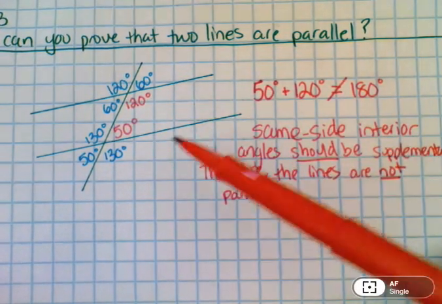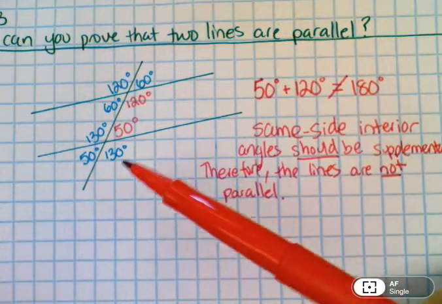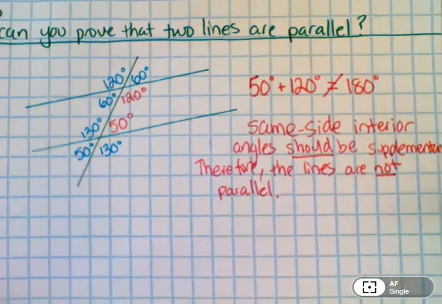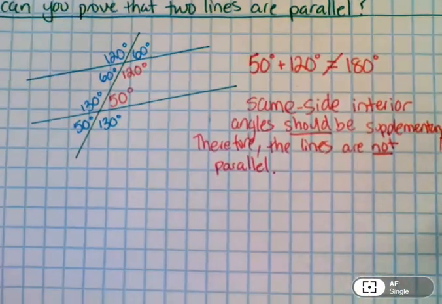So we've got two same side interior angles. They should be supplementary. They're not. Therefore, these lines are not parallel. And if we want to get really technical, we would say these lines are not parallel by the converse of the same side interior angles theorem.